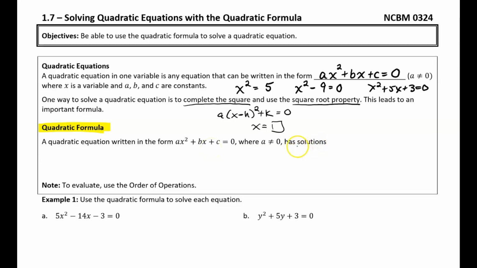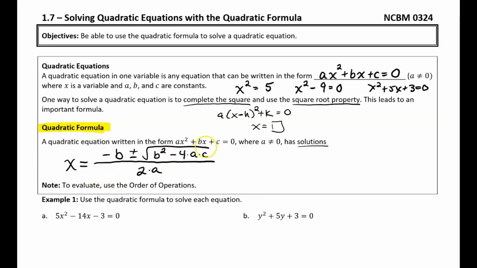Well, it's going to have solutions, right? The x equals part is going to be found by doing the following. Our x value is going to equal the negative of the b value, negative b, plus or minus the square root of b squared minus 4 times a times c. Notice all of that is inside of the square root. And I'm going to divide all of this by 2 times a. So you have your a, your b, and your c from your equation with this outcome of this whole process.